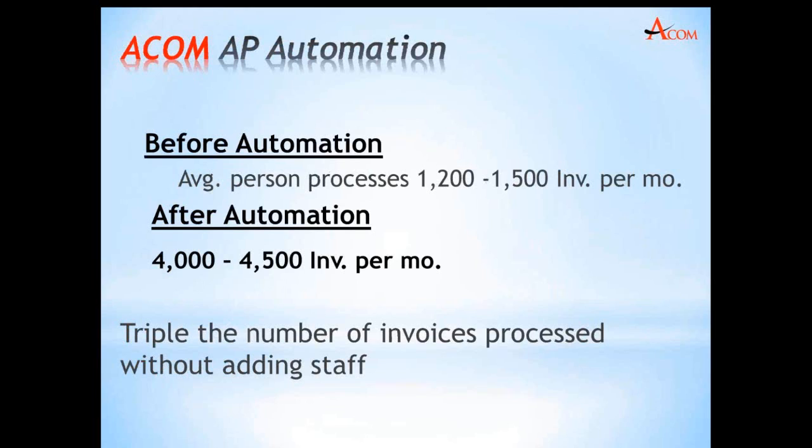So then the question becomes, if you actually implemented it, what is the end result? And here it is. In our experience, we found that before automation, one AP staff can usually process between 1,200 and 1,500 invoices per month. After the ACOM automation, almost all of our clients routinely hit 4,000 to 4,500 invoices a month. So essentially, you're tripling the volume that can be processed without adding to staff. And that is a very powerful metric that you can measure.